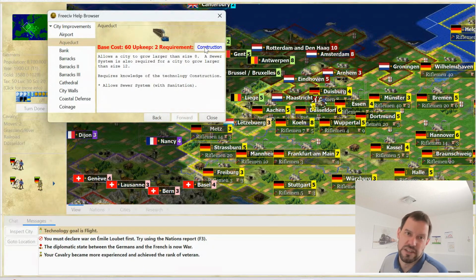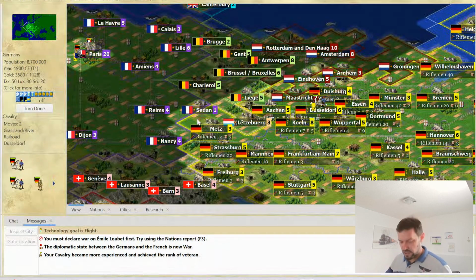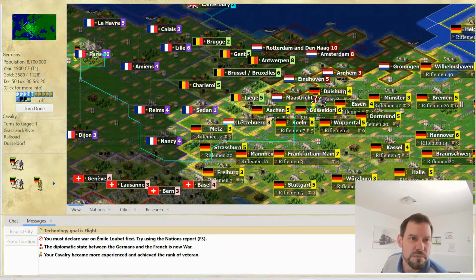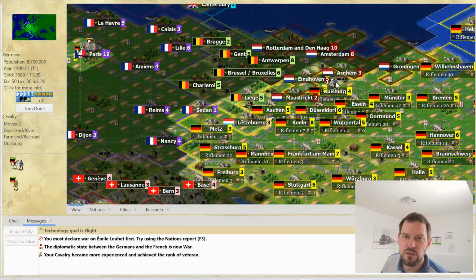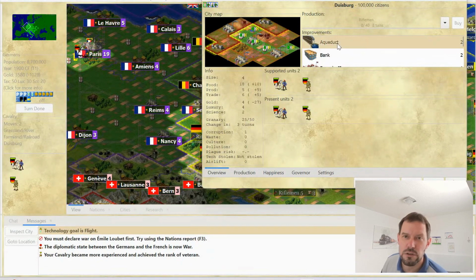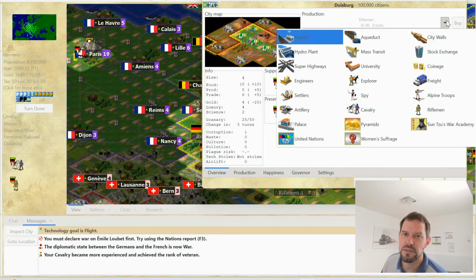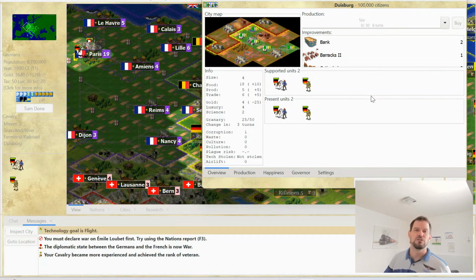You need to have construction invented to build it at all. And the only sense is to allow a city to grow larger than size of 8. So if Düsseldorf is only 6 people, we don't really need this, and we can save these 2 gold coins per turn. So here's the next cavalry, and I'm again going for Paris. Again saying attack. In Duisburg, we also have a cavalry, also an aqueduct, which we sell. We also tell them, hey, in the future, please create a spy. A spy is very useful to steal technology from other nations and also to incite revolutions.